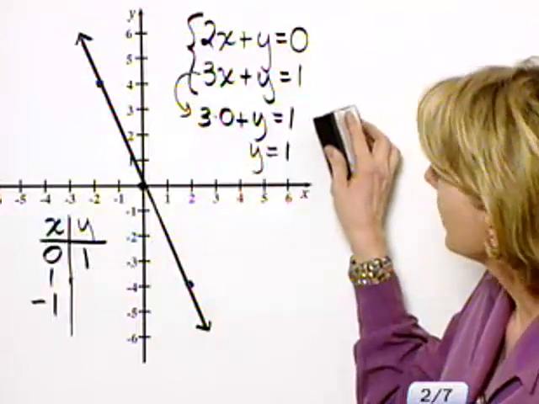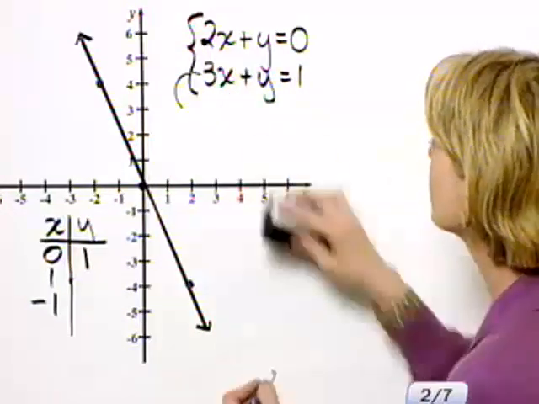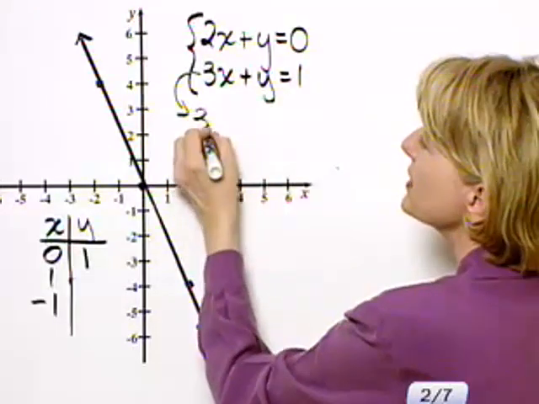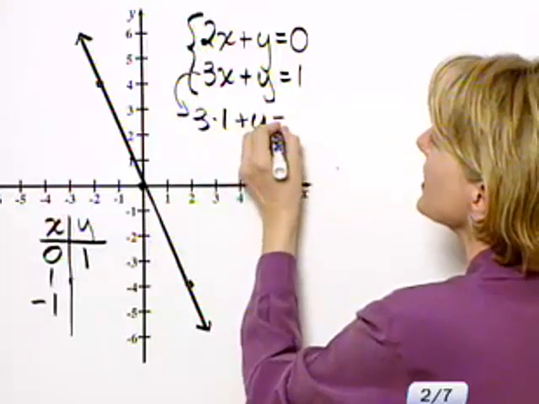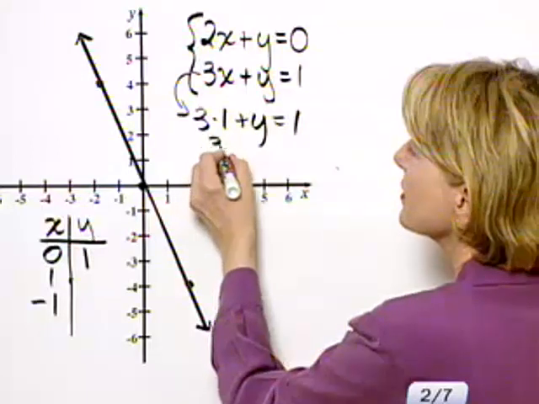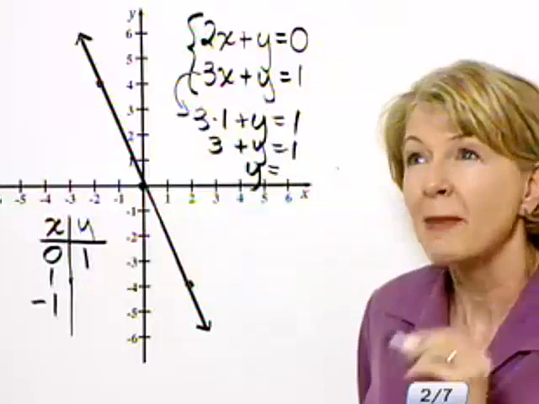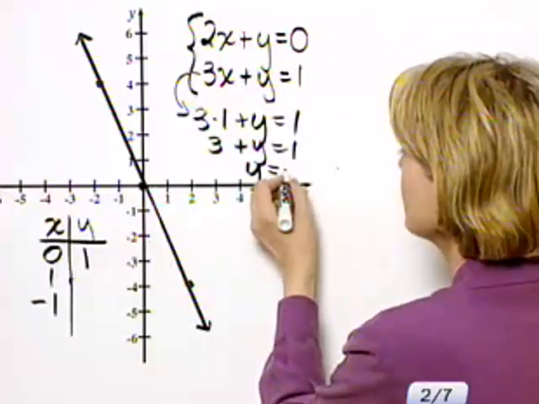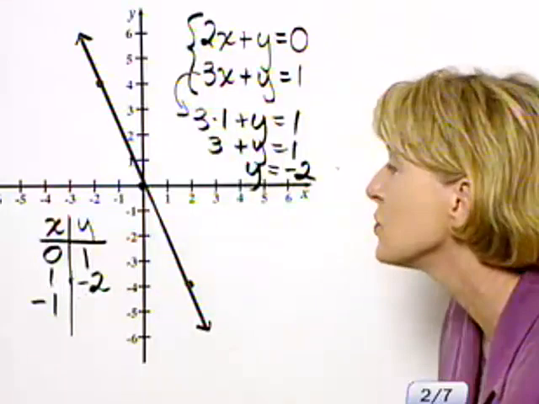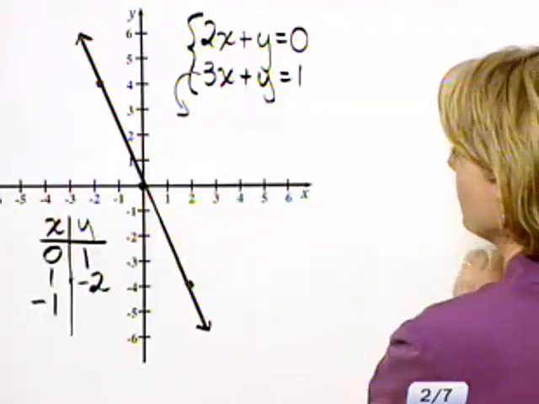What if x is 1? Let's see what happens. If x is 1, we have 3 times 1 plus y is 1. 3 times 1 is 3, so we have 3 plus y equals 1, or y is 1 minus 3, or negative 2. So when x is 1, y is negative 2, and now let's let x be negative 1.